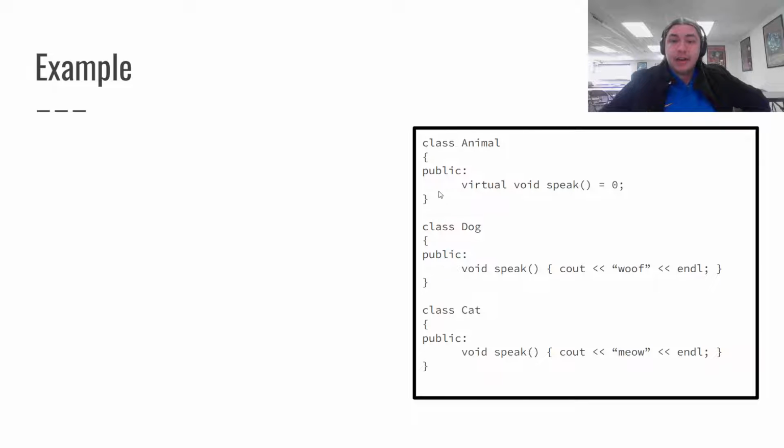So here I have a really short example of an animal class, and it has a virtual method called speak, and it is overridden by the classes dog and cat right here, which just output woof and meow respectively for that method.